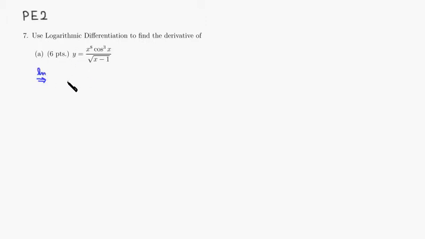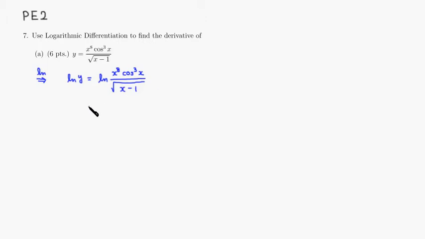So the natural log of y is the left hand side. Then you have the natural log of x to the 8th power times cosine cubed of x all over the square root of x minus 1. Then we're going to use the property of log. If you have a multiplication, we can split it as addition, and if you have a division inside, we can split it as a subtraction.